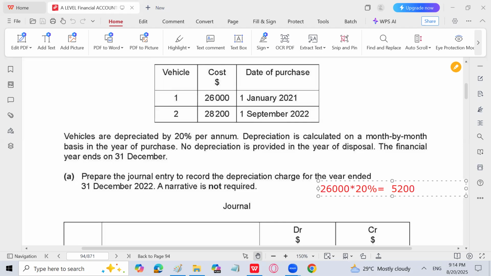26,000 into 20% for the whole year, the answer is 5,200. Next is the asset purchased in 2022 on 1st September. We need to calculate depreciation on that. That is 28,200 multiplied by 20%, but it is used only for 4 months: September, October, November, December. So we'll calculate depreciation according to 4 months, 4 over 12. So what is the amount?